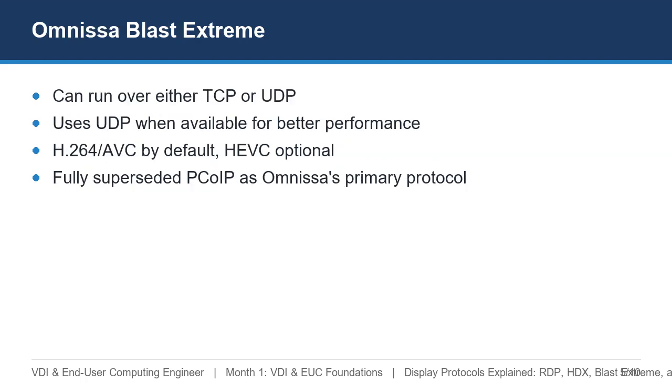Blast Extreme is Omnissa's protocol for Horizon, engineered to work well across a wide range of devices and networks. It can run over either TCP or UDP, using UDP when available for better performance under adverse conditions. It defaults to H.264 for video compression, with HEVC available as an option where client hardware supports it. Blast Extreme has fully superseded PCoIP as Omnissa's primary protocol, which brings us to PCoIP's current status.